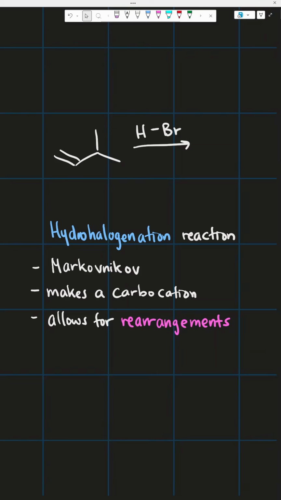It adds a halogen, so in this case a bromine, to the Markovnikov position. It also makes a carbocation, which is just a positive charge on carbon due to a lack of hydrogens on the atom. And because a carbocation is formed, this reaction allows for a rearrangement.